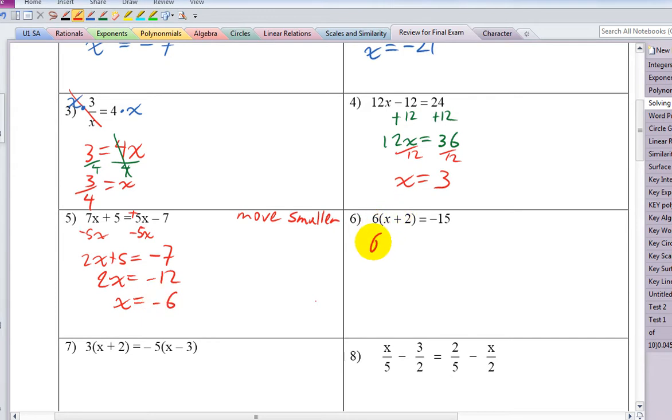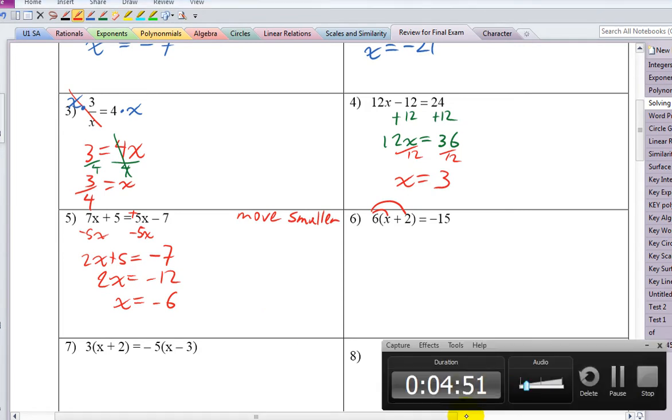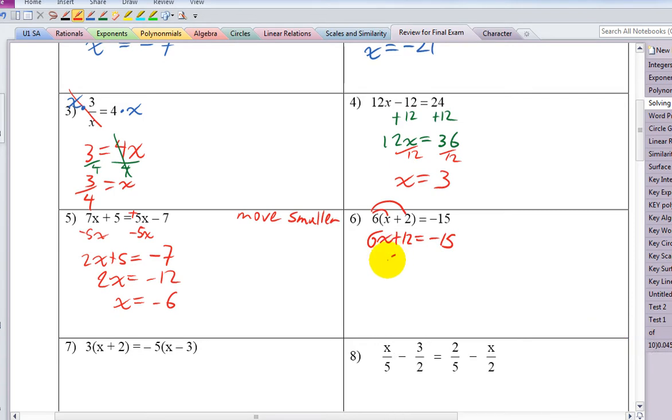Oh, 6x plus 2, is that right? No, what did I forget to do? Bam. Yeah, distribution property, multiplying by both. Go.